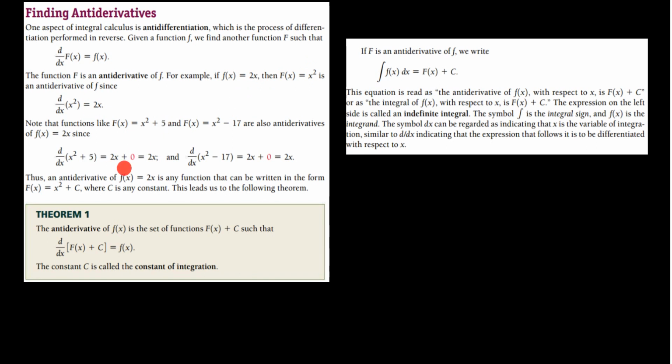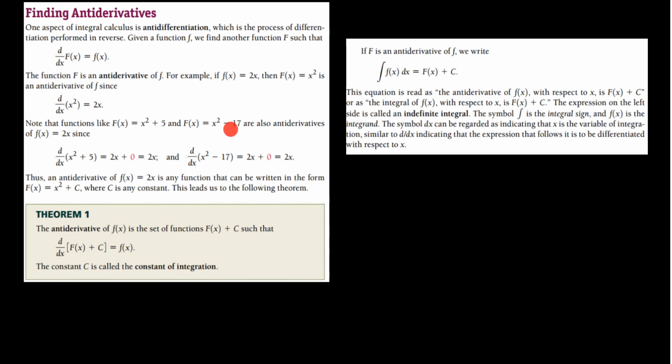All right. So next up, note the functions like capital F of x equals x squared plus 5 and capital F of x equals x squared minus 17 are also antiderivatives of 2x. That makes sense because if I asked you to take the derivative of this particular function, you would say, never mind the 5, we don't care about the 5. The derivative of x squared is 2x. Well, it's the same thing here. We don't care about the 17. The derivative of x squared is 2x. So it doesn't really matter what the constant is.